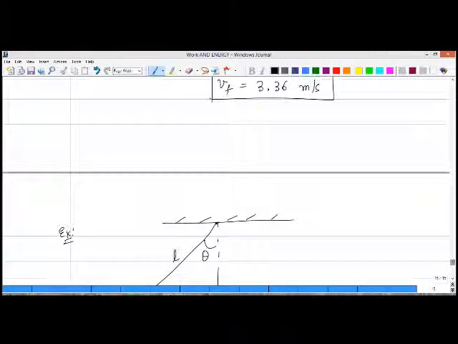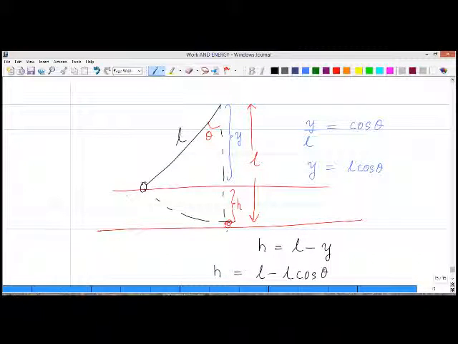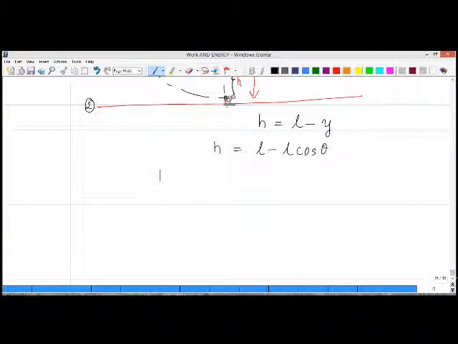Understand the process here. We said the block starts at height 1 here and goes down to height 2. What we know is that the length from the top of this string to the bottom is L, and that length is never changing. So as it goes down, we figure out this height h. In order to find the height h, we needed to figure out this y in the picture. Once we get y, then the height h is simply equal to L minus y. Once you know the height h, the rest of the problem is very simple.